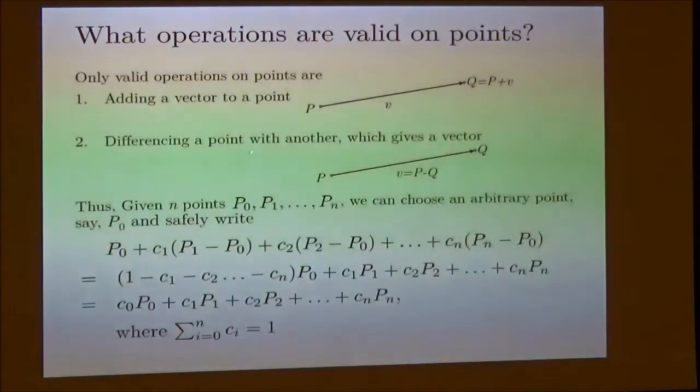The other operation that is possible on points is difference of the 2 points. So if you have point P, you have point Q, you can take the difference between the two, and that will give you a vector. So those are the only two operations that are actually possible.